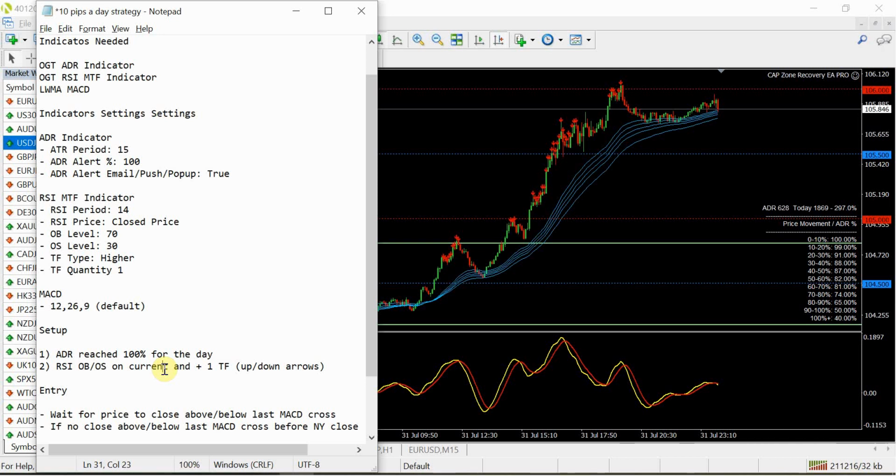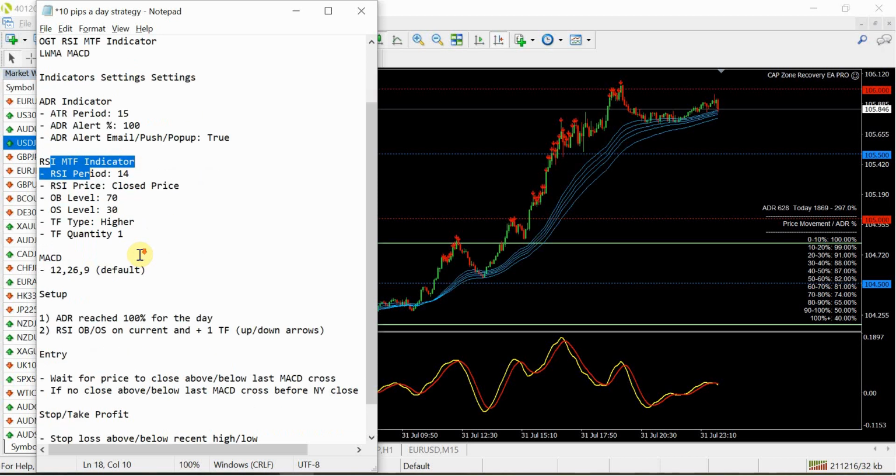So you also got to make sure on the RSI MTF indicator as well that you have your push notification set on as well. Because at the time the ADR reaches 100%, 98% of the time you will already get arrows for the RSI MTF indicator, but on the odd chance you don't, you can set the alert up, and therefore you might get some after the situation.